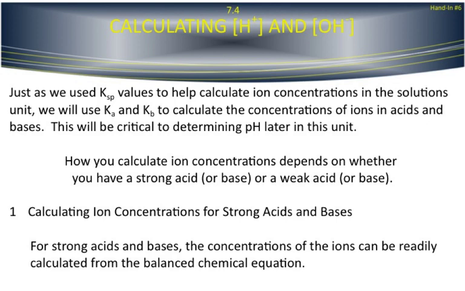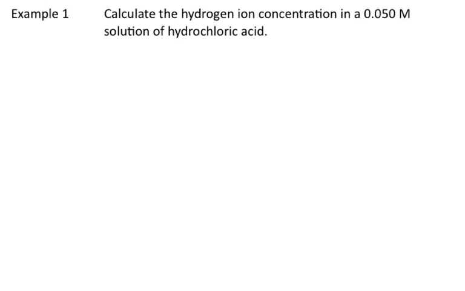So strong acids and strong bases are actually the easiest to deal with when we're determining the concentration of H+ and OH-. We just need to look at the balanced chemical equation, and we need to look at the mole ratios. So if we have a solution of hydrochloric acid, first thing we need to look at is whether or not this is strong or weak. So we look in the table in the data booklet, and we see that hydrochloric acid is a strong acid.